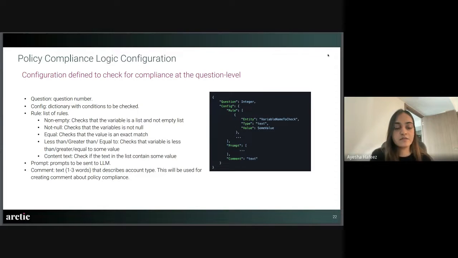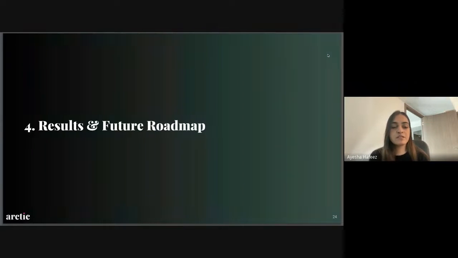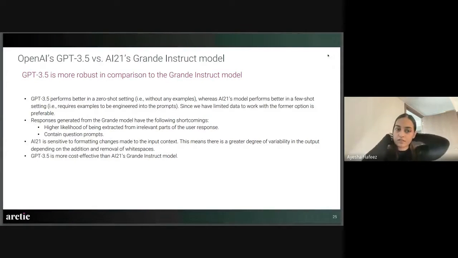All right, so moving on to the next slide. So this is what a sample output looks like. Again, on the left, you have a user response, and on the right, you have what has been extracted by the LLM in the format that you needed. So here we specified that we want it as a Python list of strings. That is how we got the format, and then this is going to be parsed by the middleware. All right, moving on. So just a summary of the results and what the future roadmap looks like.